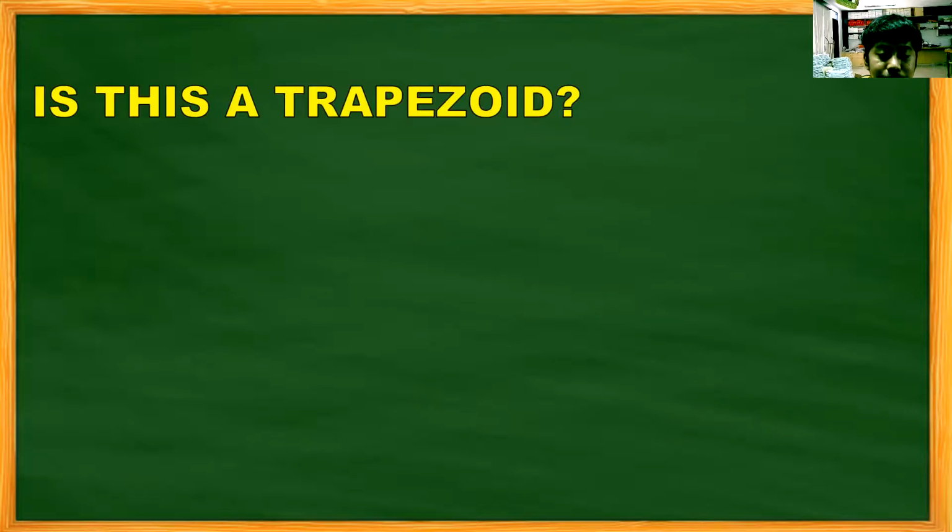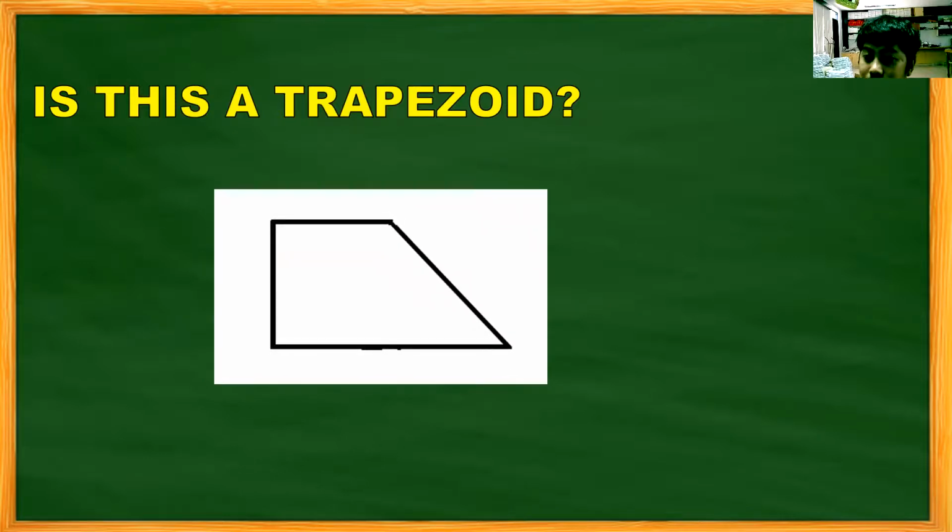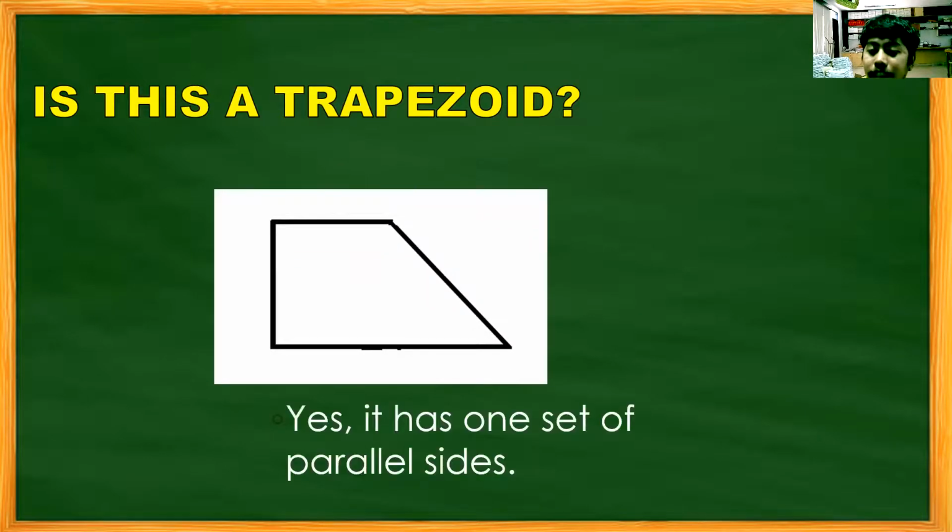Is this a trapezoid? Okay, it's a very simple question. When we see this, is this a trapezoid, yes or no? The answer is yes. It has one set of parallel sides, the top and the bottom.